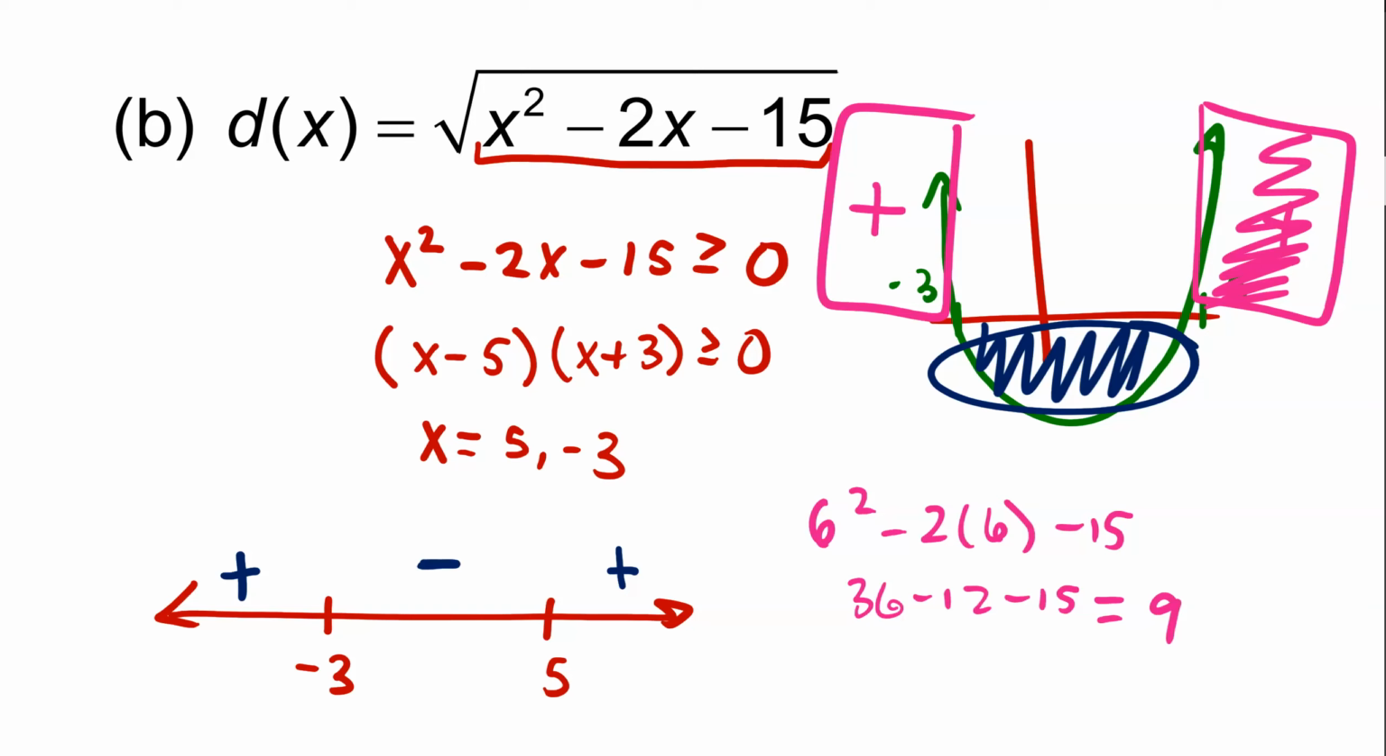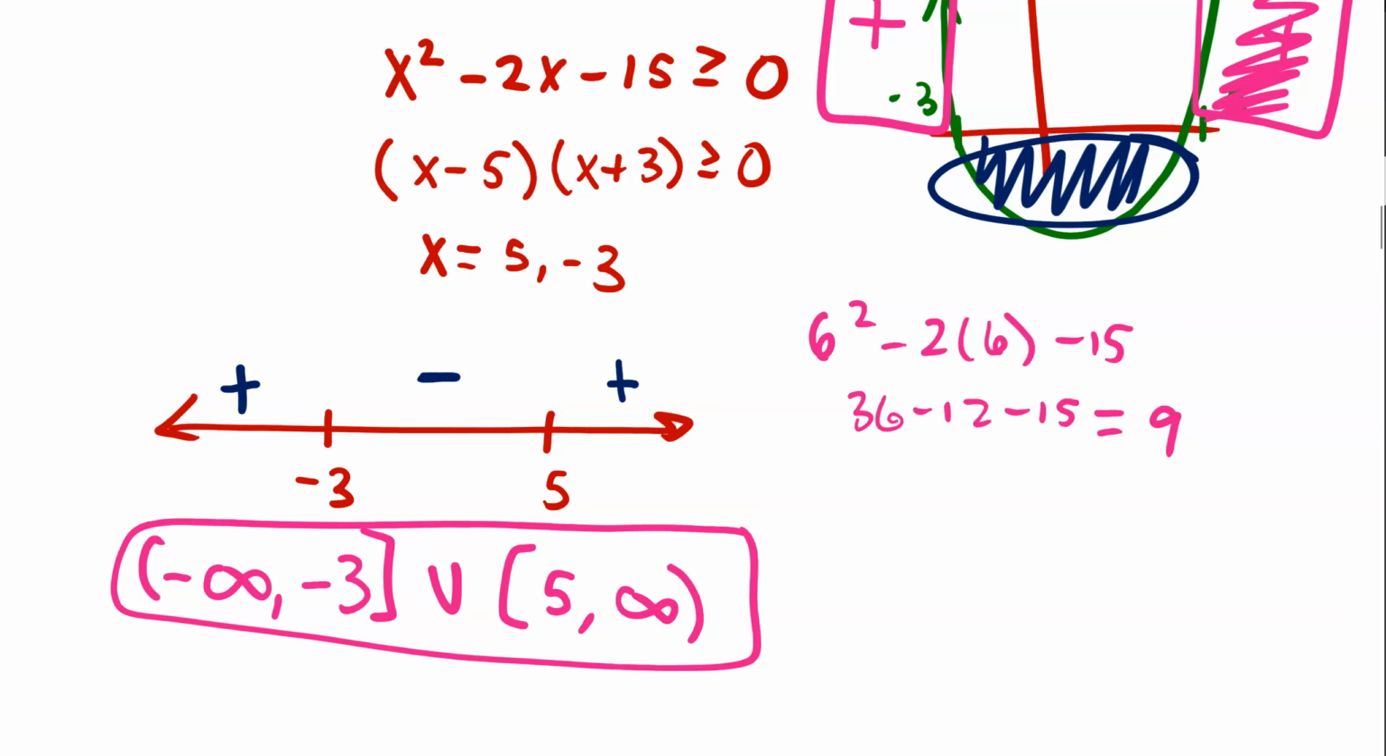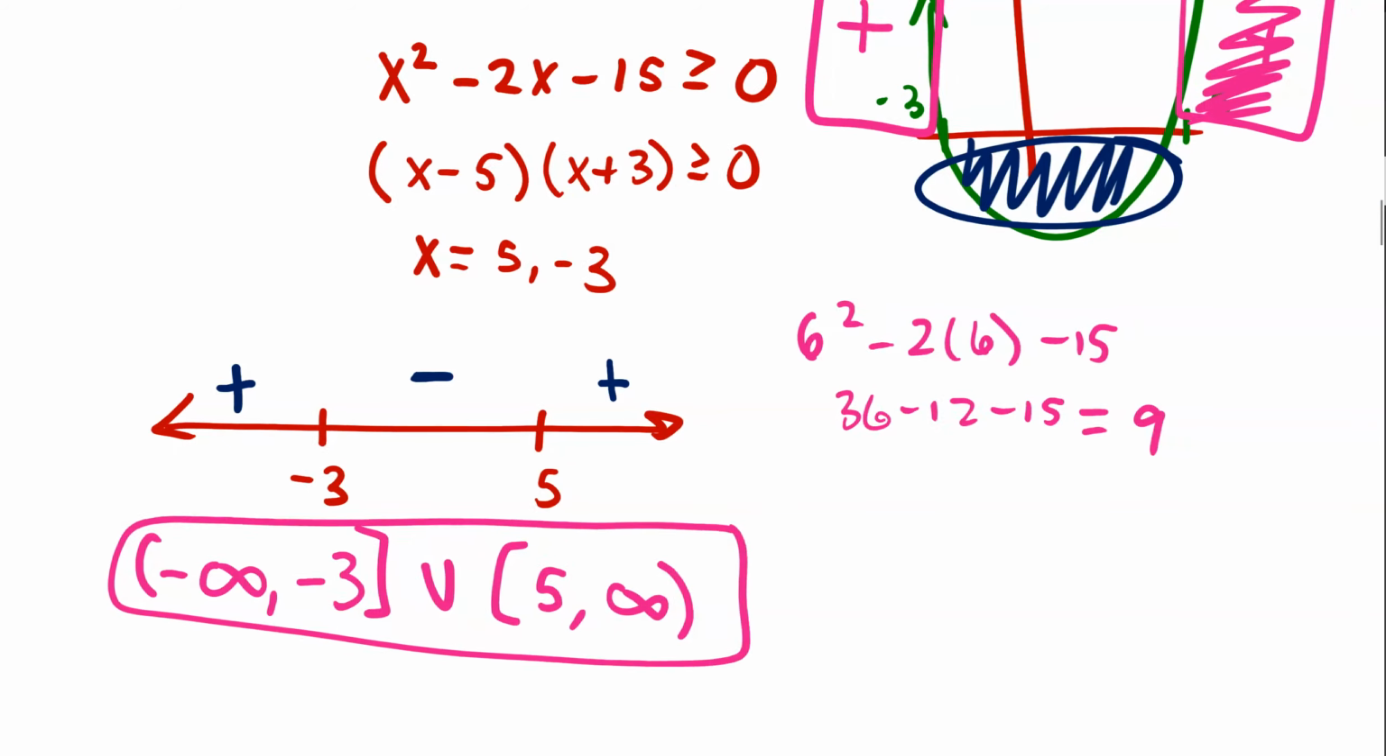So I want all the numbers except the ones between -3 and 5. So I'm going to say negative infinity to -3. Do I want to include -3? Is it a solution? Yes, because it's greater than or equal to 0. -3 is where under my radical will be equal to 0. Union, square bracket, 5 to infinity. That's it. You don't need to include the second portion.